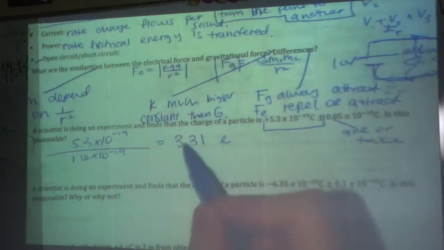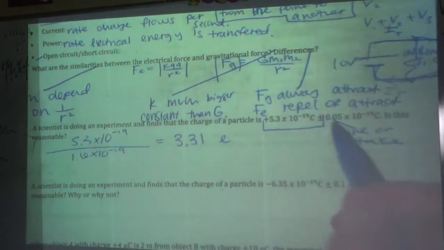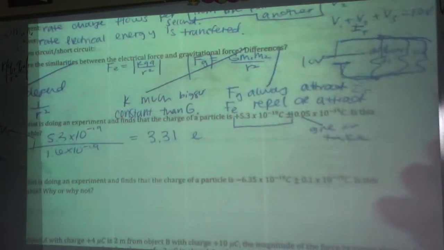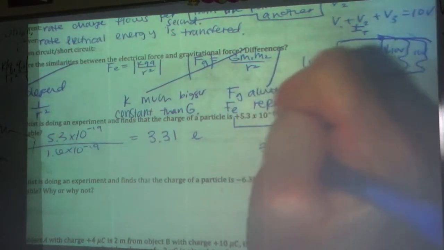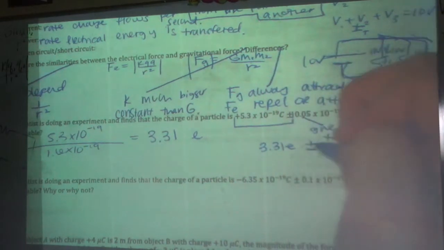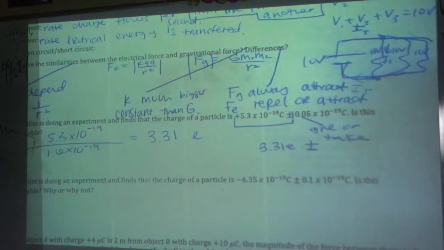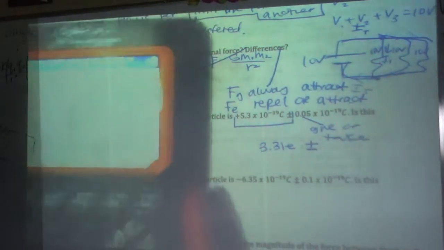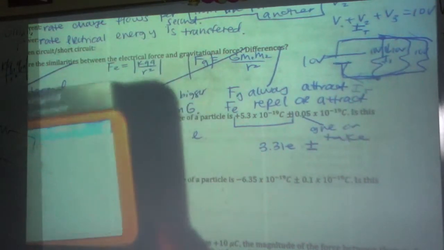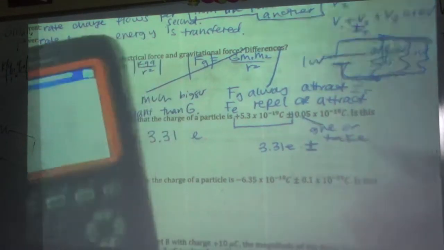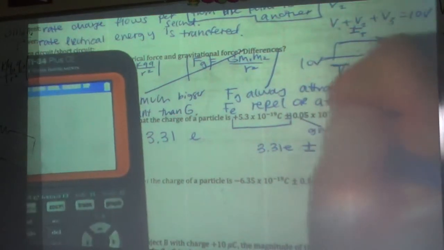I cannot get 3.31, but let's look. This is saying give or take 0.05. So the other way to do this is we could divide this. So this is saying 3.31 elementary charges plus or minus, and we can divide the 0.05e negative 19 by the 1.6. Let's see, this would be plus or minus 0.03 elementary charge.